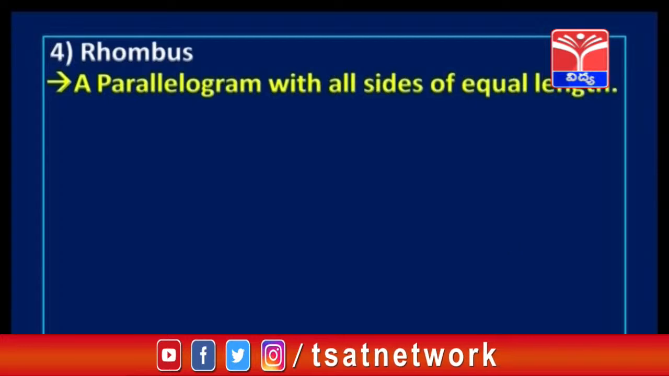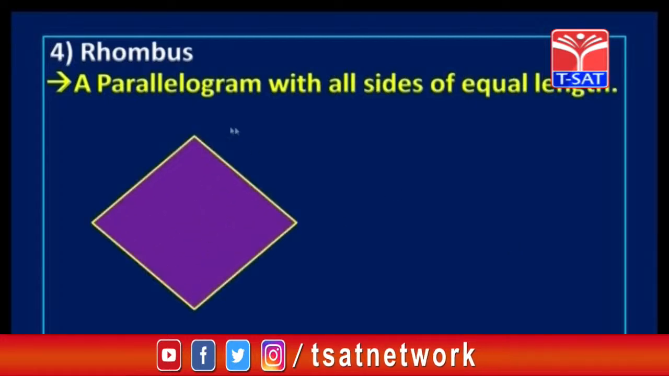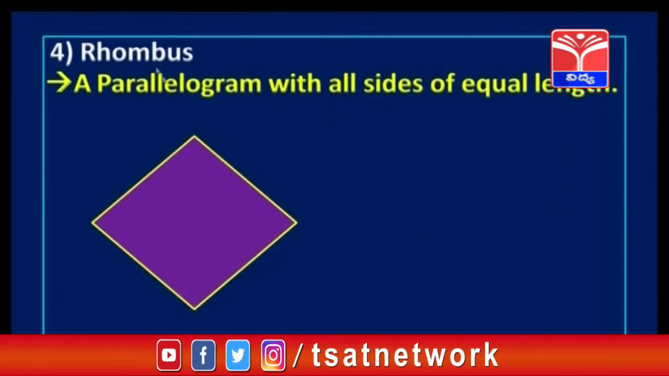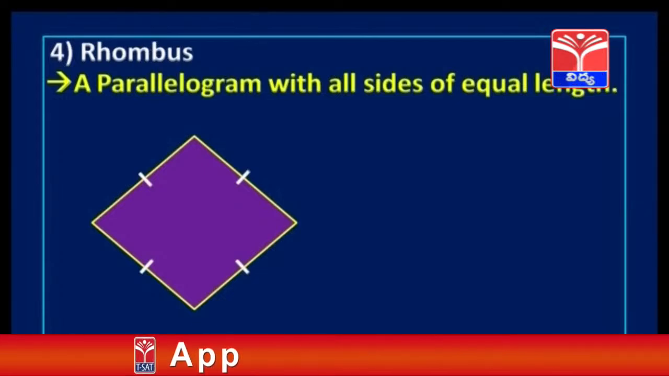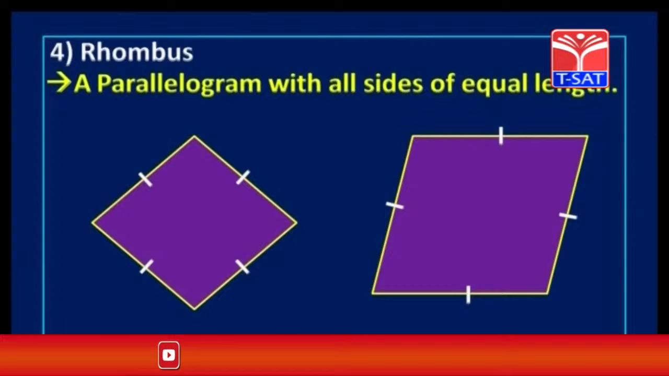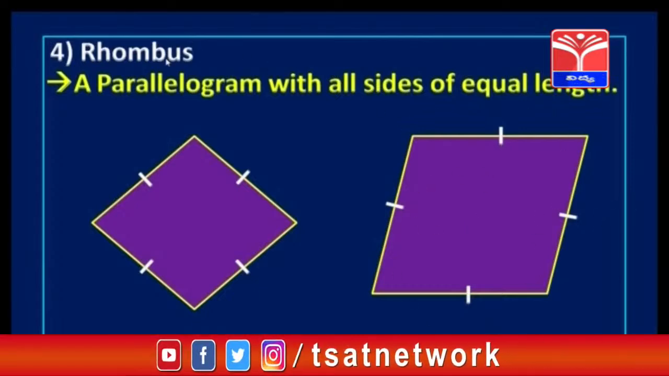Let us understand what is a rhombus. Children, a parallelogram with all sides of equal length. Children, when in a quadrilateral, two pairs of opposite sides are parallel, it becomes a parallelogram. And if that parallelogram has all sides of equal length, then we call it a rhombus. Children, what you are observing here? Yes, sides are parallel to each other and all sides are equal. And here also you can observe the same thing here, children. These two opposite sides are parallel to each other and all sides are equal. So, I can call it a rhombus.